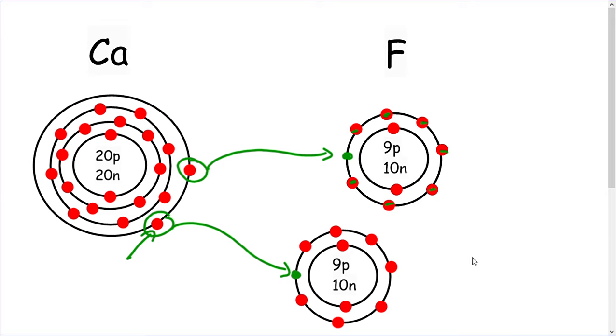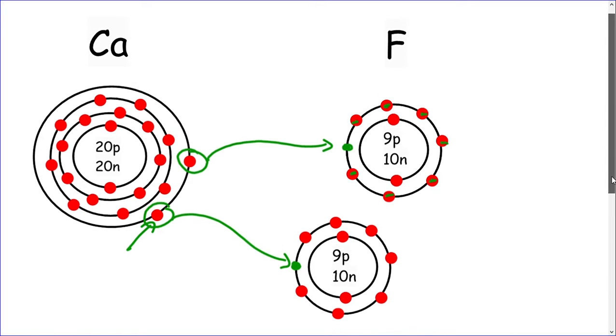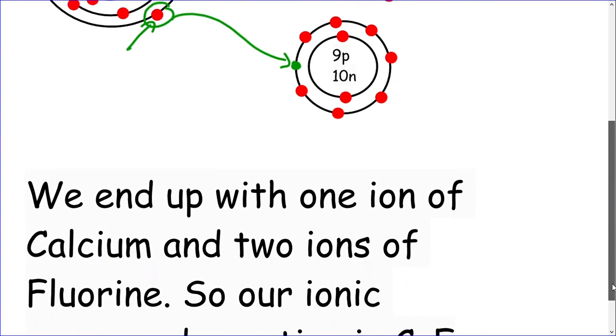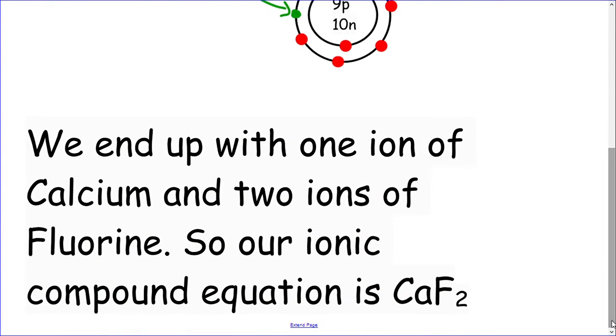When I combine them together, what I'm noticing in the end is that we end up with 1 ion of calcium and 2 ions of fluorine. So our ionic compound ends up being CaF2, where we have 1 atom of calcium for every 2 atoms of fluorine when they combine to balance them out.